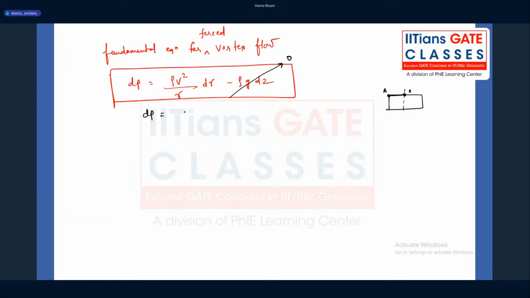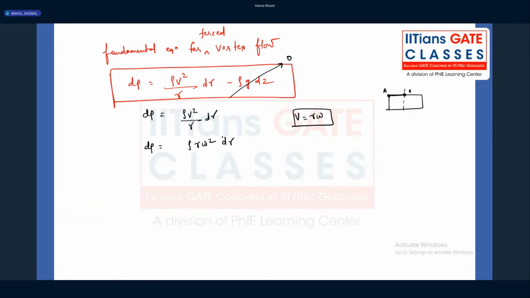So what is the dP here? Rho v square upon r into dr. Can we write in terms of, for a forced vortex motion, we know that v is equal to r omega. Everybody knows that. So what is the dP? Rho r omega square into dr.